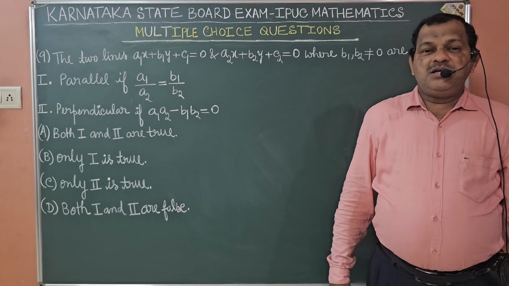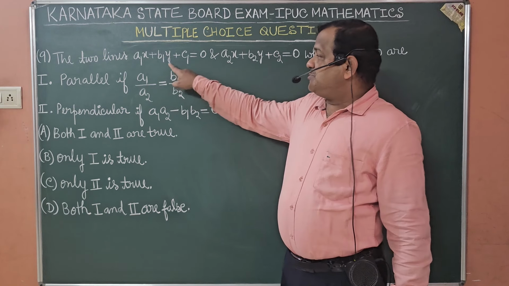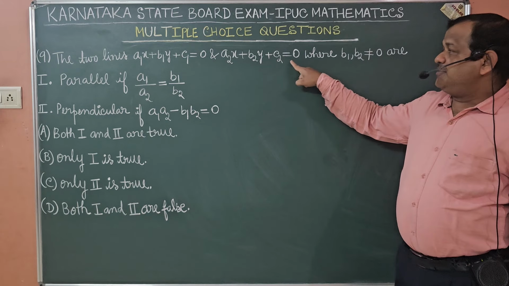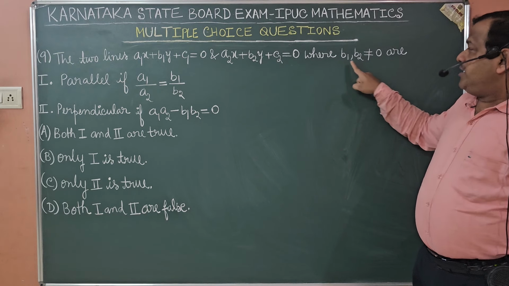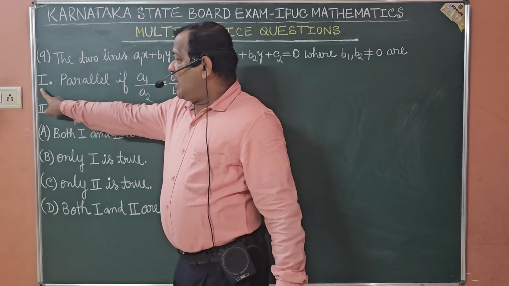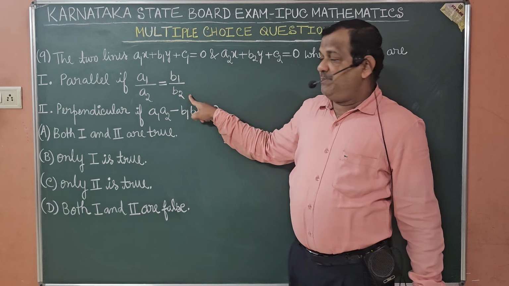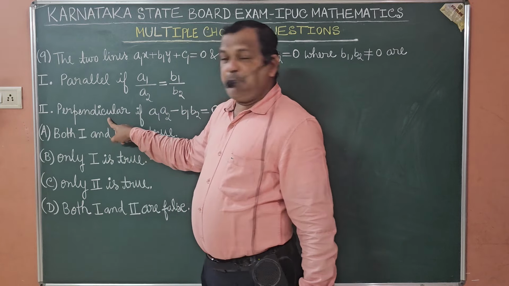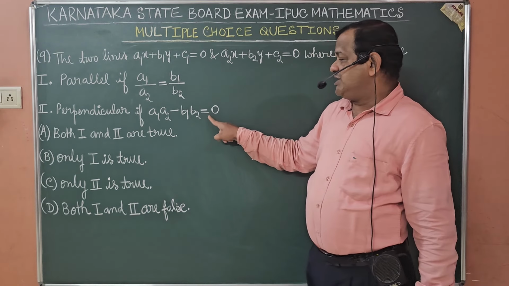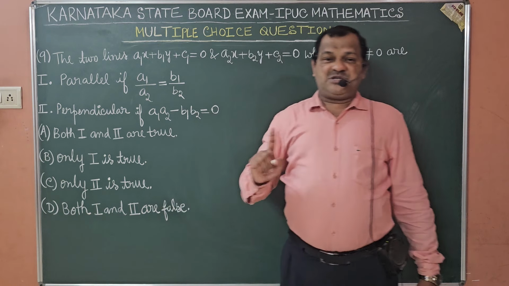Kindly go through. Here is the next MCQ. Kindly read. The two lines a1x + b1y + c1 = 0 and a2x + b2y + c2 = 0, where b1, b2 are not equal to 0. Statement 1: the lines are parallel if a1/a2 = b1/b2. Statement 2: the lines are perpendicular if a1a2 - b1b2 = 0. And there are 4 options. Kindly go through the 4 options.